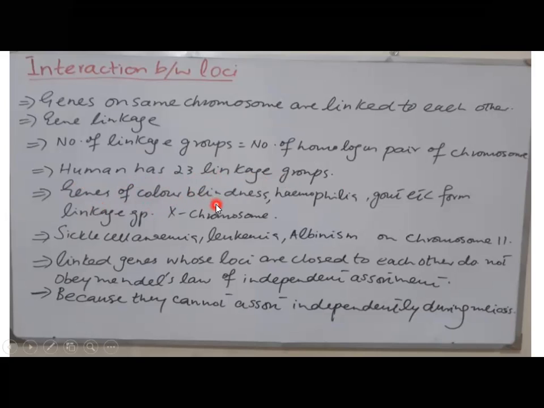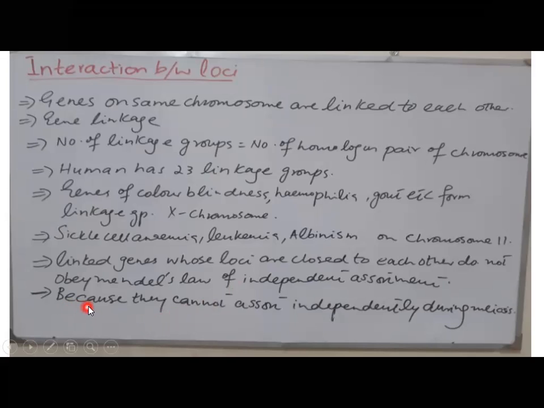Genes for color blindness, hemophilia, GOT, etc. form the linkage group on the X chromosome. Genes like sickle cell anemia, leukemia, and albinism are found on chromosome 11, that is the autosome. So linked genes whose loci are close to each other do not obey Mendel's law of independent assortment, which we did yesterday.